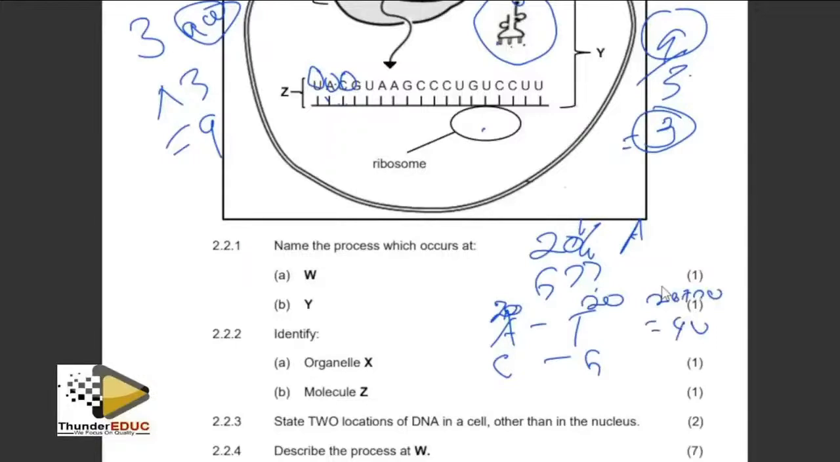Because this percentage is out of 100, I'm going to say 100 minus 40, which gives me 60. That 60 is for these two, so divide by 2, and it's going to be 30 and 30. So it means the percentage of guanine is 30%. Don't go to the paper without knowing how to calculate the bases.